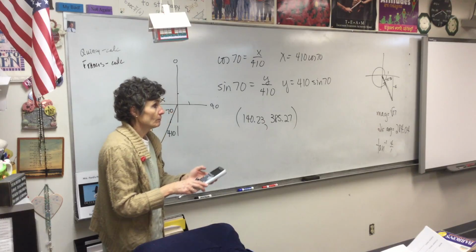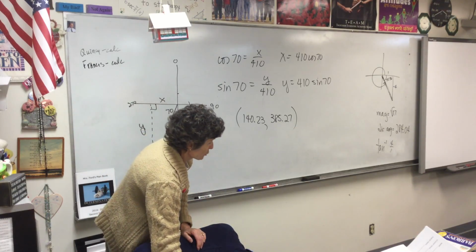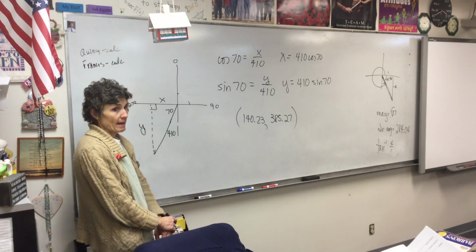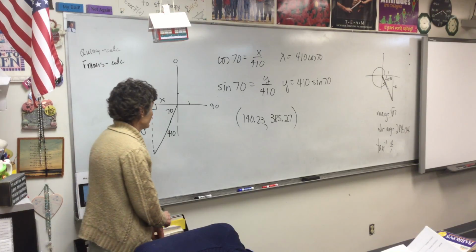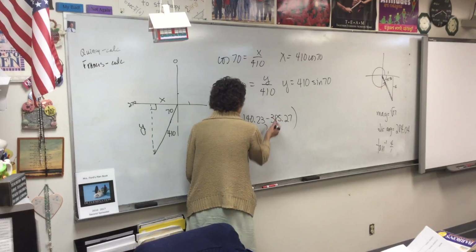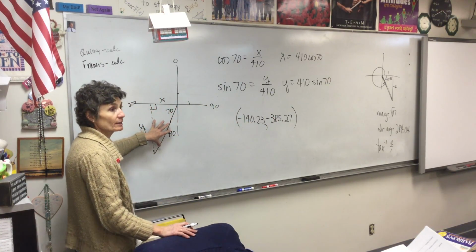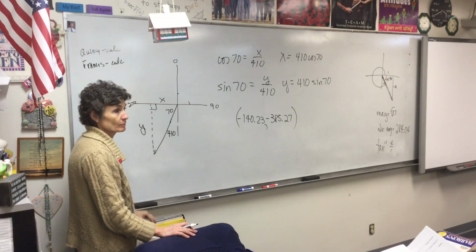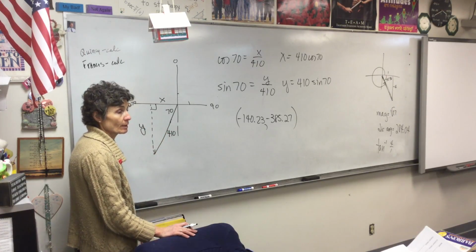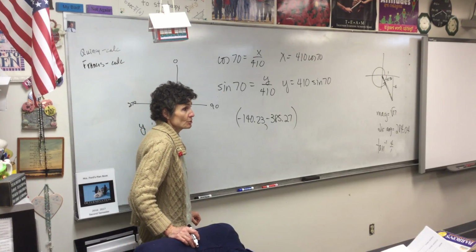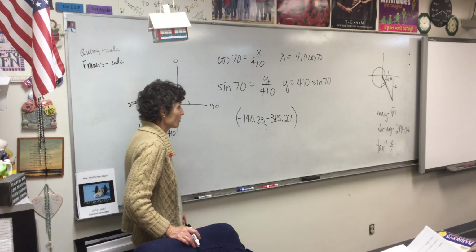Now, be careful. Look at your picture. Do we want to make any changes to that? They're both negative. Why are they both negative? Going down. You're going down and left. You're in quadrant 3. Remember, you need to put those negatives in, right? You need to pay attention. That's why we draw the picture.